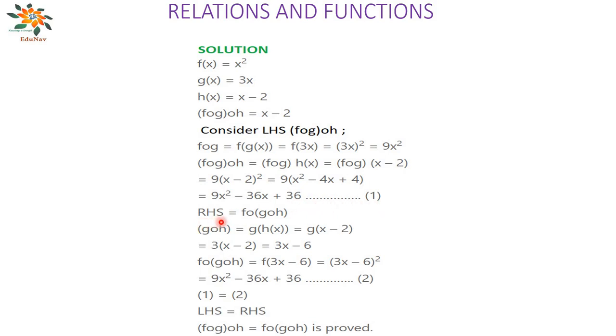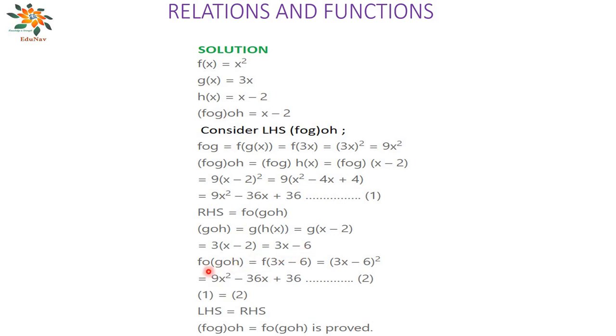Next, let us determine the right hand side, namely f of g. Now, g can be defined as g of h of x, but h of x we know it is equal to x minus 2. Therefore, our next step equals g of x minus 2. This is of the form g of x. So, wherever x is there, we will replace it as x minus 2 in 3x.